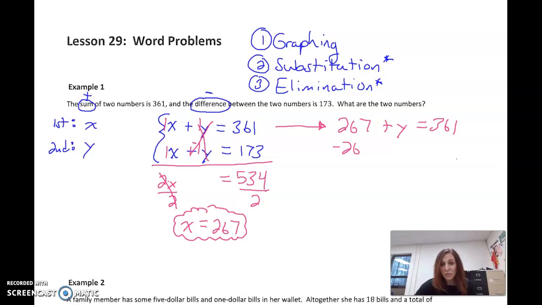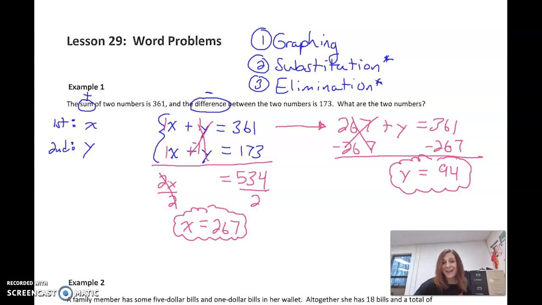So then I'm going to subtract 267 from each side. That gives me 0. I'm left with y equals 94. So what are the numbers? 267 and 94. When I add them, I get 361. When I subtract them, I get 173. Okay? So the solving of the system isn't changing, but we're setting up the systems now.